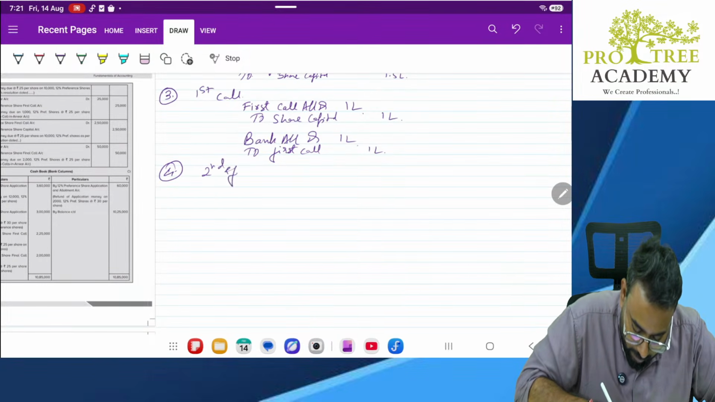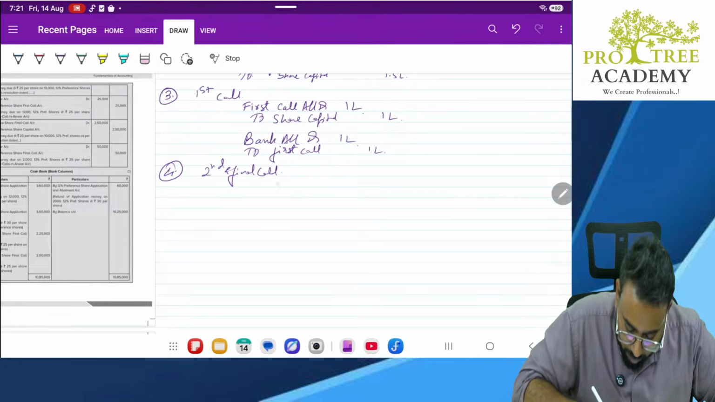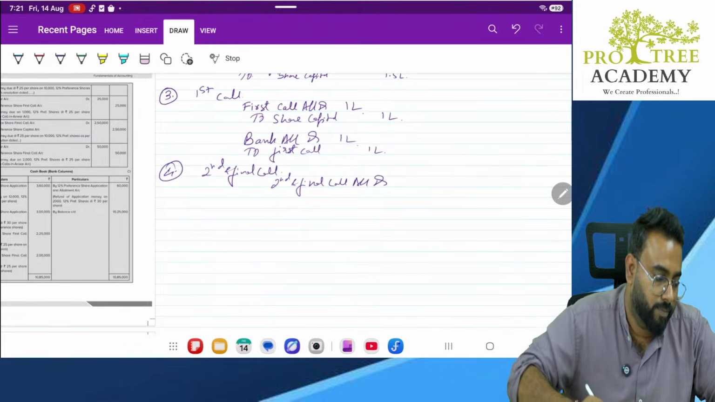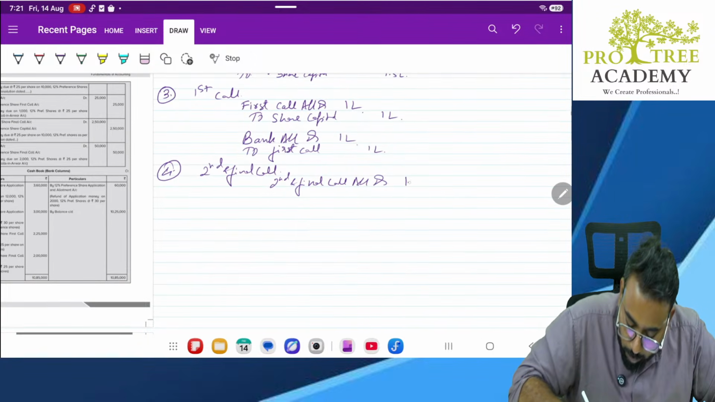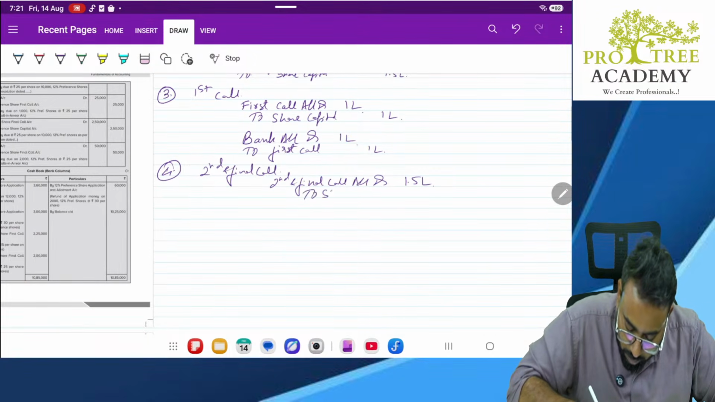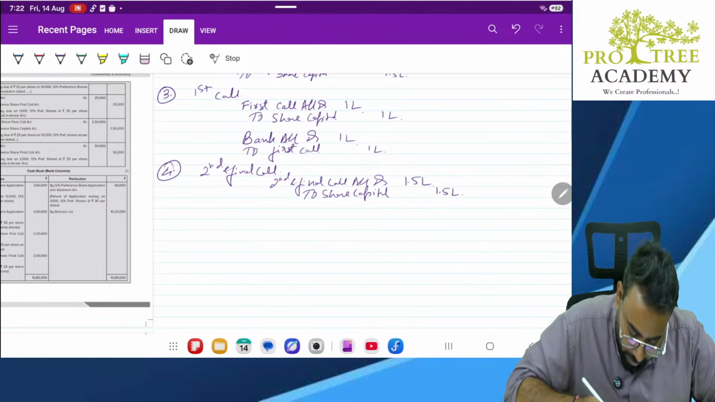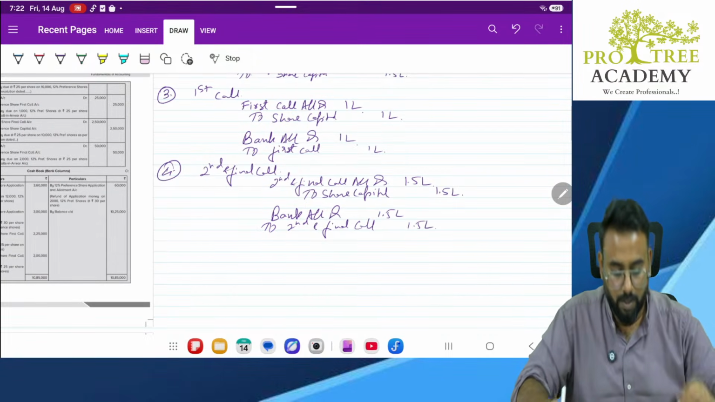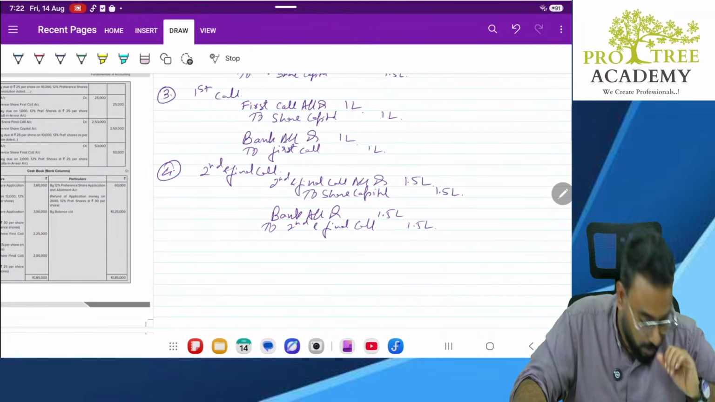Next, second and final call. Second and final call account debit. How much? 3 rupees. So 1.5 lakh to share capital 1.5 lakh. Next, when you receive the money, bank account debit to second and final call 1.5 lakhs. Clear? Yes, that's it.